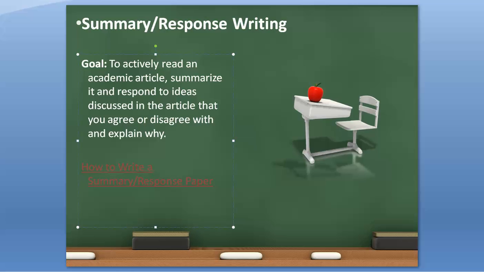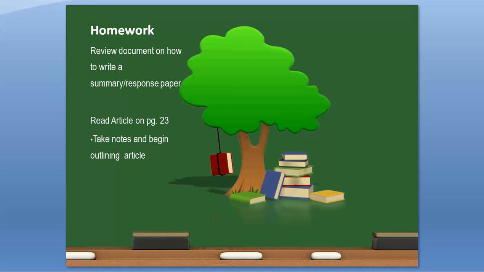Okay, so that is all for this lesson. What you need to do is, again, spend some time reviewing the document on how to write a summary response paper, and then you need to read pages 23 through 25. Begin taking notes. Begin writing your outline. You need to be an active reader. I'm going to take a look at your notes when you come to class.